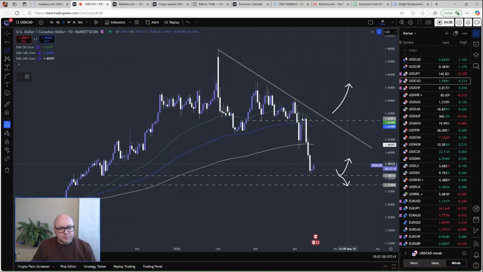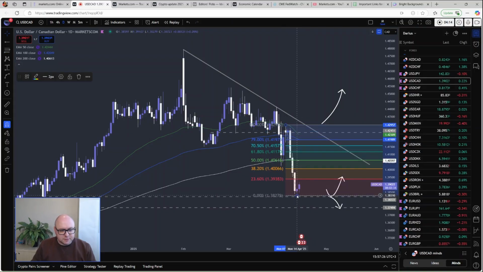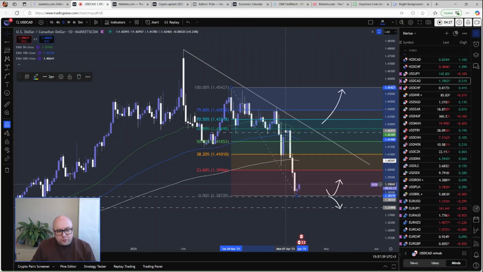However, I'm going to apply my beloved Fibonacci here from the high of the 7th of April till the current low, and you can see that yes, we're on the right track right now to test the 1.3938 zone, somewhere around here. That's the 23.6% on this Fibonacci retracement. I'm not drawing it from here, although we can do that.